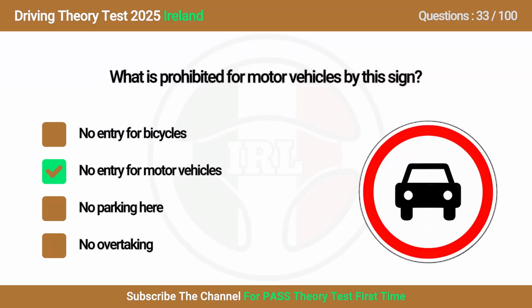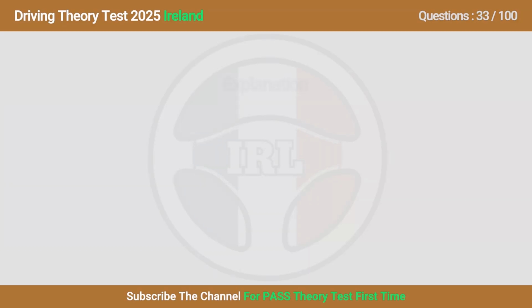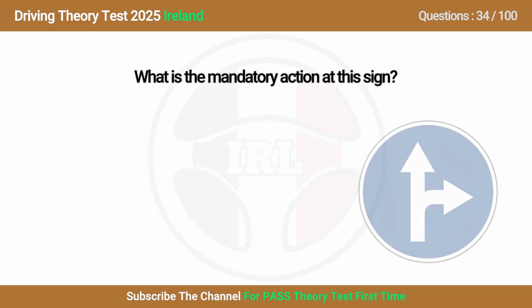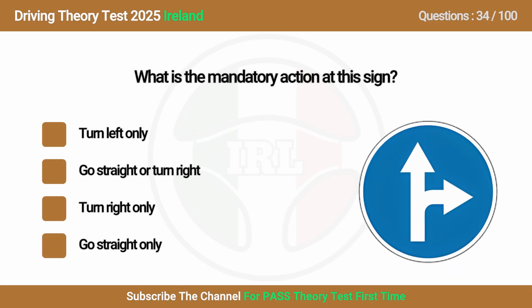Answer is B. No entry for motor vehicles. This sign means that motor vehicles are prohibited from entering the road or area. It typically allows access for cyclists and pedestrians. Question 34. What is the mandatory action at this sign? A. Turn left only. B. Go straight or turn right. C. Turn right only. D. Go straight only.